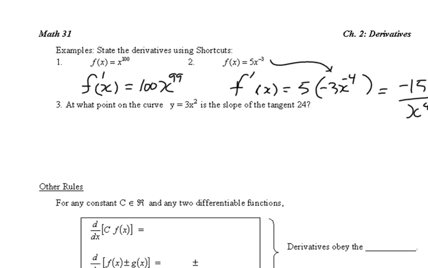Okay, number 3. At what point on the curve y equals 3x squared is the slope of the tangent 24?